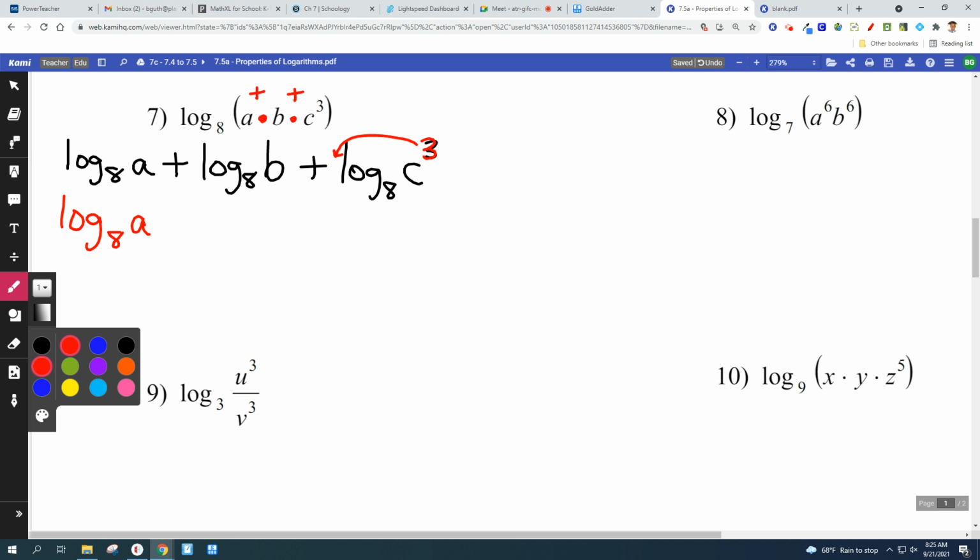Log base 8 of a plus log base 8 of b plus 3 log base 8 of c. Make sure you don't skip the base 8 part. That's kind of important. It tells you what type of problem it is.